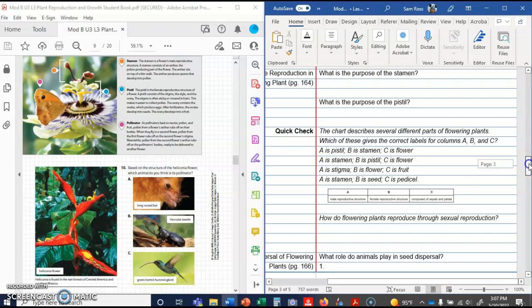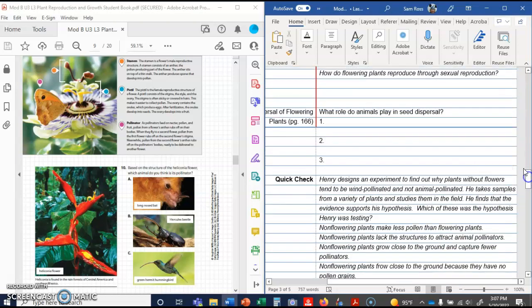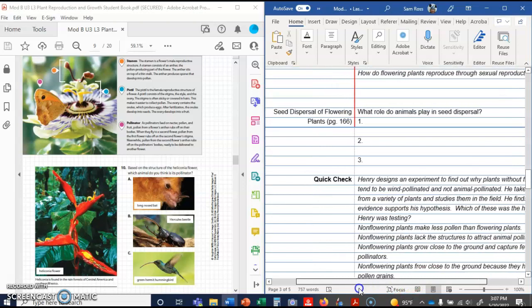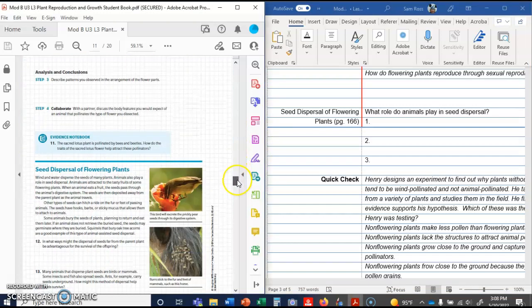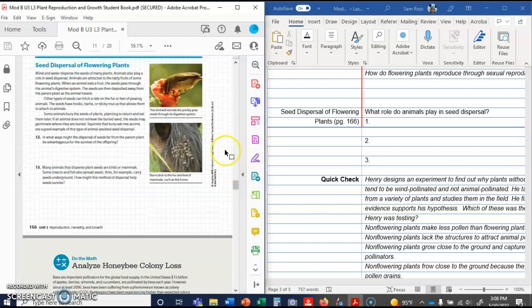That's enough. Okay, so let's keep going here. Seed dispersal of flowering plants. What roles do animals play in seed dispersal? This is page 166, so let's move along in our book. That's 165. Here we go, seed dispersal.